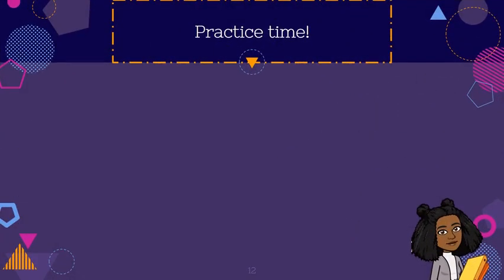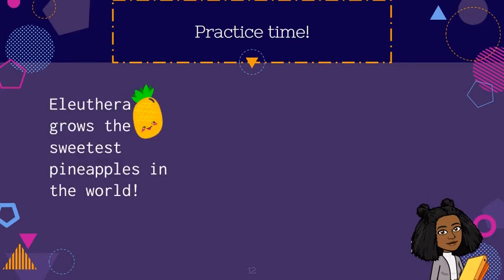It's practice time. Time to show off the skills that you just learned about. Do remember, boys and girls, a fact is a statement that can be proven true. Opinion is a statement that tells how someone thinks or feels. Let us read the sentences and then decide which ones are fact and which ones are opinion.